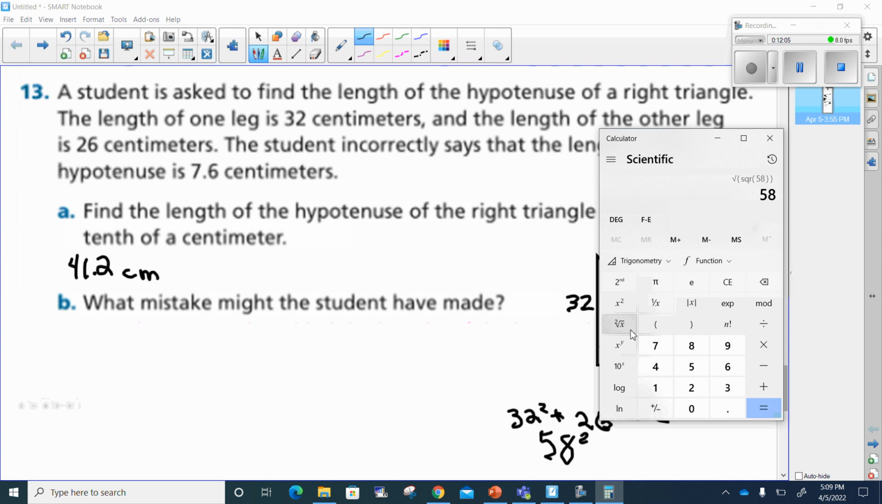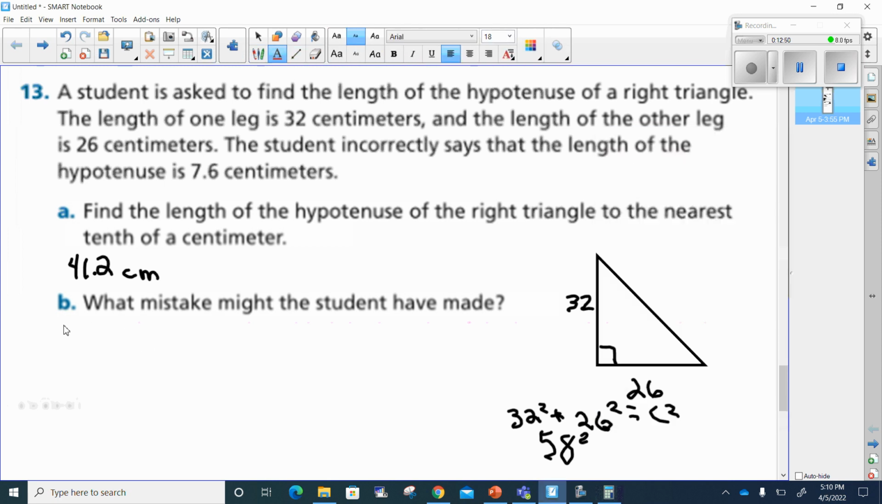Oh, wait a minute. No, I did something wrong here. We should have picked this one. Look at that, 7.6. I'm going to try it one more time to make sure I got it right. 58 squared, okay? And then I would take this answer and I would find the square root of it. Oh no, all they did was take the two numbers and make 58. Yep, that's what they did. Okay, so what they did is added 32 and 26 and got 58 and then found the square root of that.